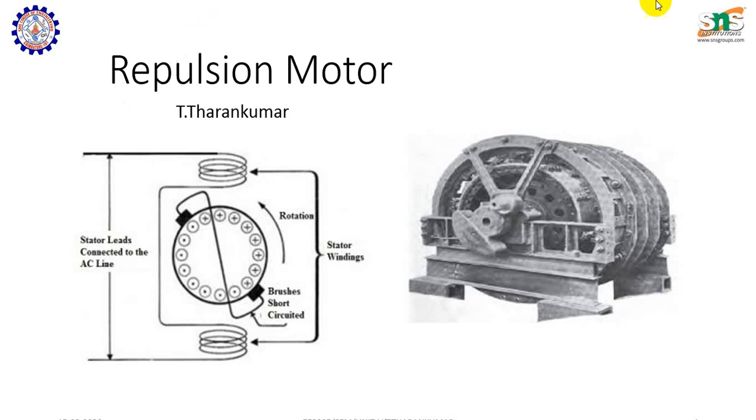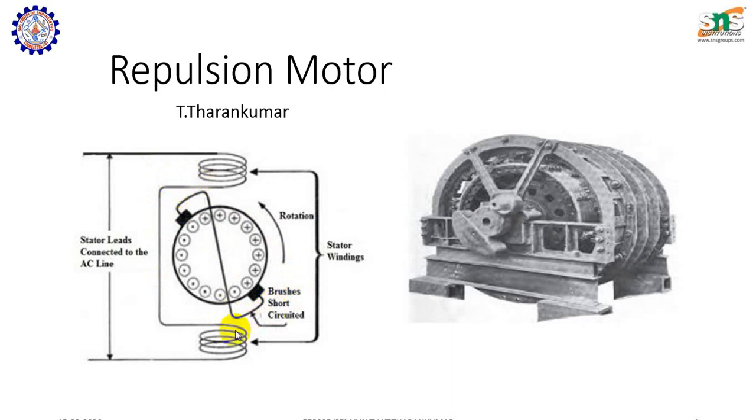So today we are going to discuss the repulsion motor, and this is a practical motor which was used 10 to 20, or nearly 40 years before. And this is the circuit diagram of the repulsion motor. To make you clear, just see the stator and the rotor. The rotor is not connected with the stator, and the brushes are shorted. This is the main part.